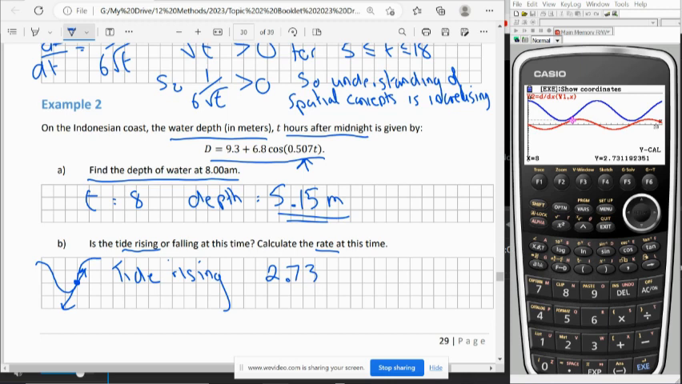And let's try and write down what it is. It's a rate. So we're looking at the depth in meters over hours. So this is the rate. It's a positive rate. So it's a positive rate of 2.73 meters per hour. Okay, and that's what we have to put down for that question.